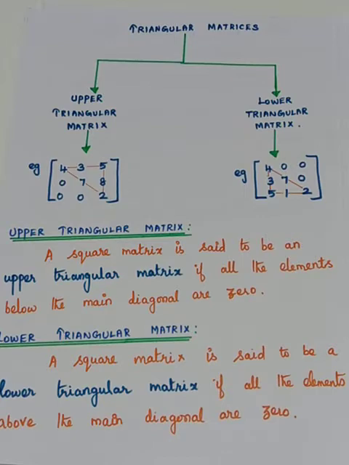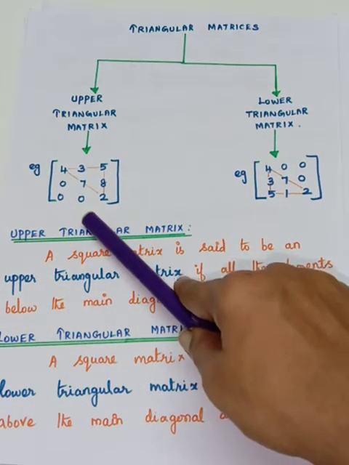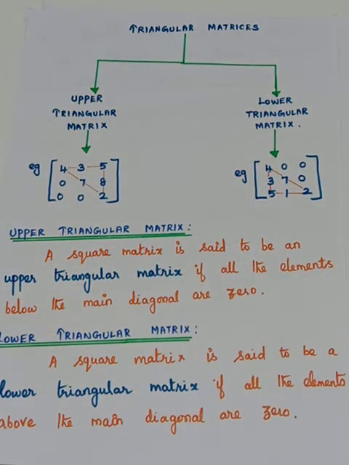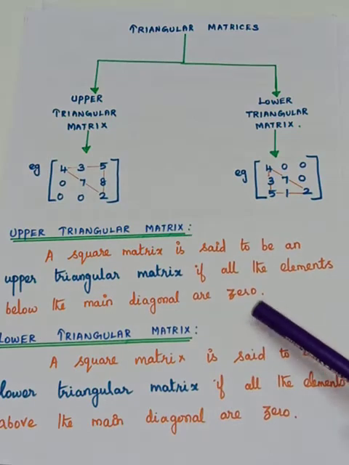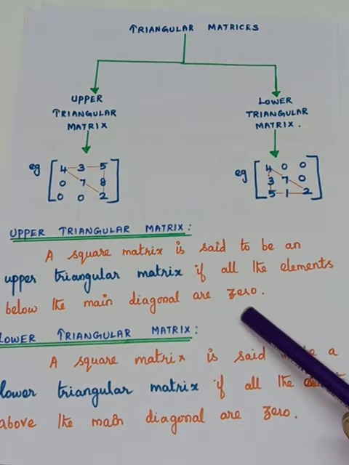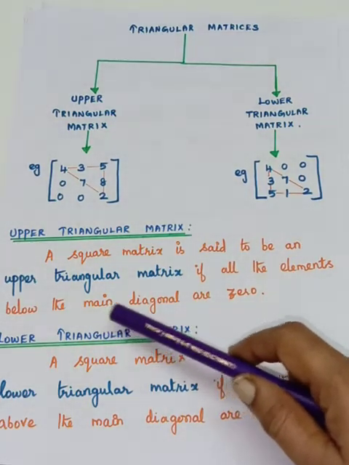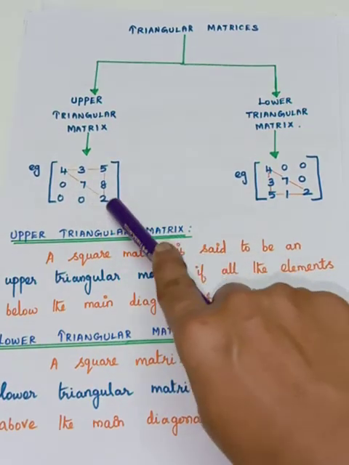You see the definition. We are using where the zeros are, using that only we are going to give the definition. A square matrix is said to be an upper triangular matrix if all the entries below the main diagonal are 0. So we will not write where the entries are. We will concentrate only on the zeros. So upper triangular matrix means below the main diagonal all are 0.